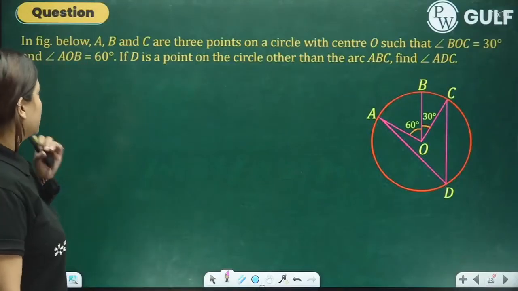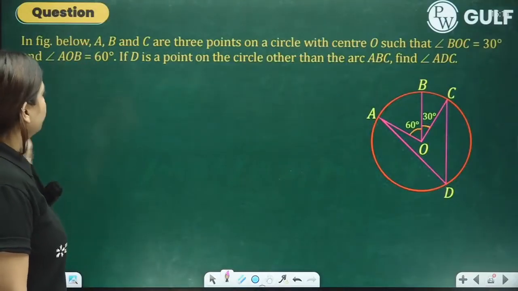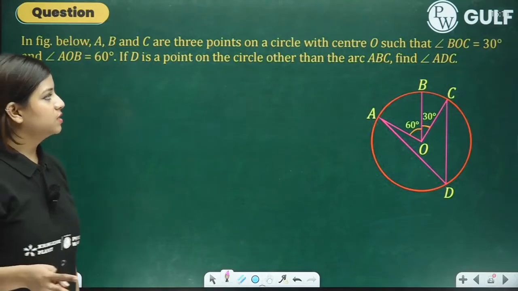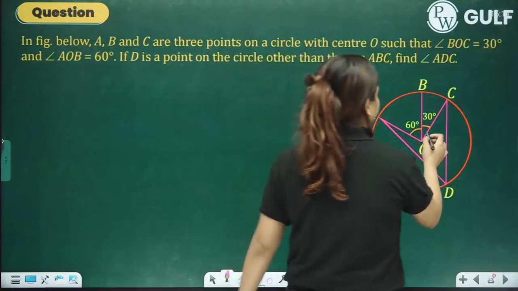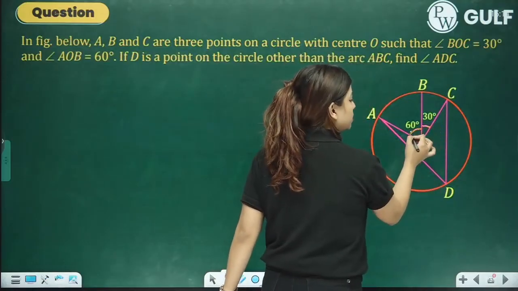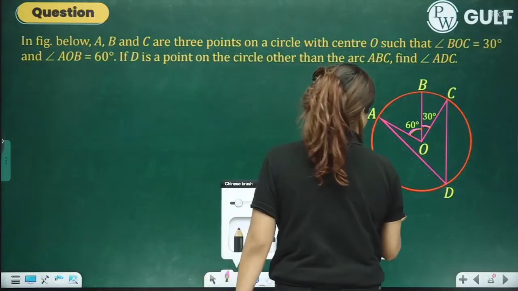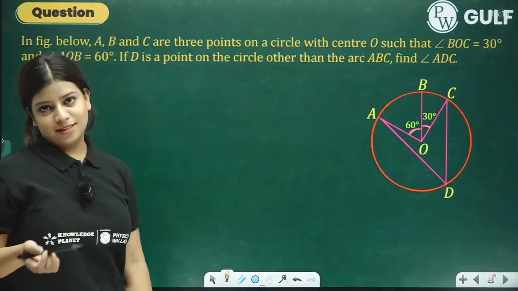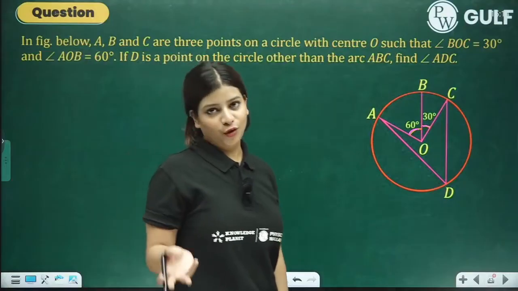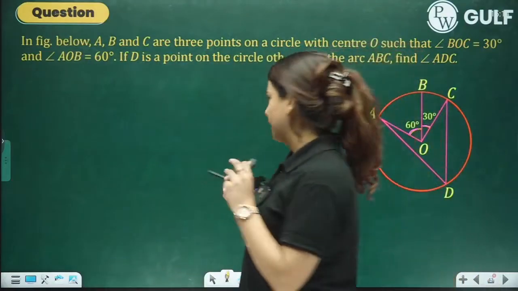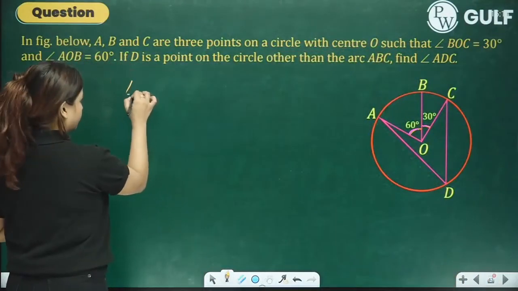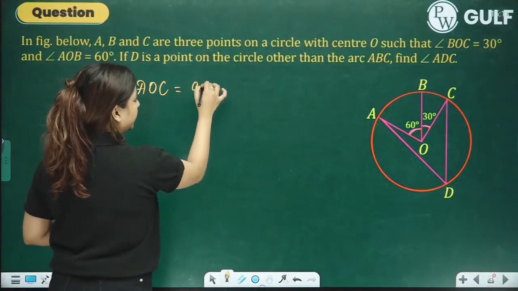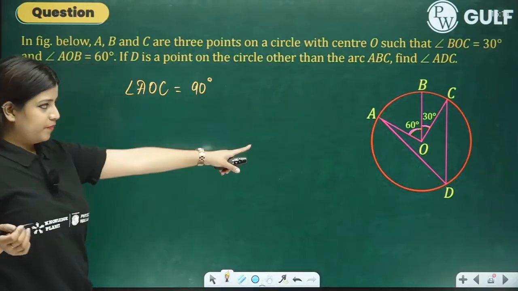Let's move forward. Now let's see the question. In the figure given below, A, B and C are 3 points on a circle with center O. If angle BOC is 30, students, and this angle is 60, then we have to find angle ADC. Now again we have to use the theorem. It is a very simple question. See, what we can say is angle AOC is equal to what? 90 degrees. 60 plus 30, 90 degrees.